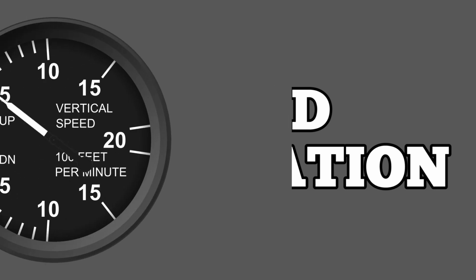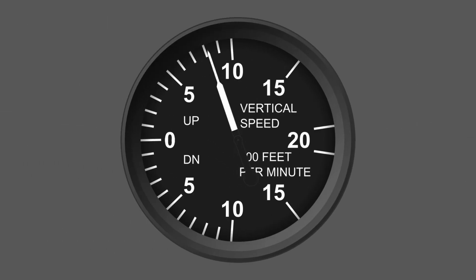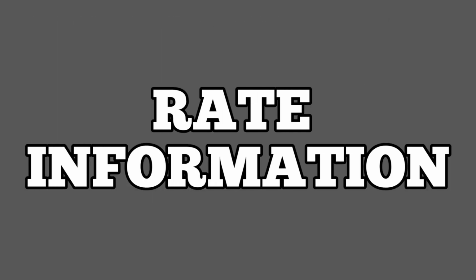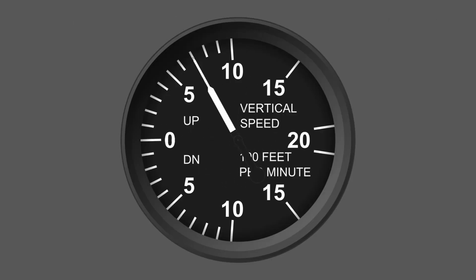The trend information shows an immediate indication of an increase or decrease in the aircraft's rate of climb or descent, while the rate information shows a stabilized rate of change in altitude. On the presentation, the vertical speed indicator shows a stabilized rate of climb at 200 feet per minute.